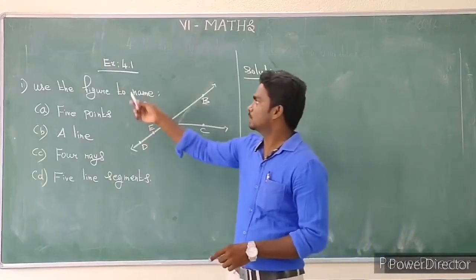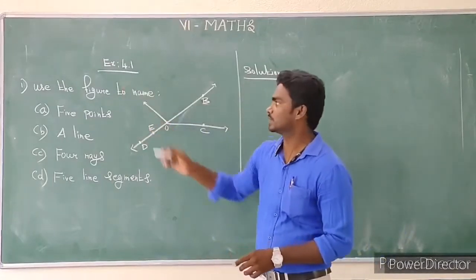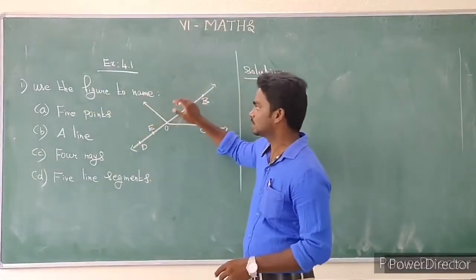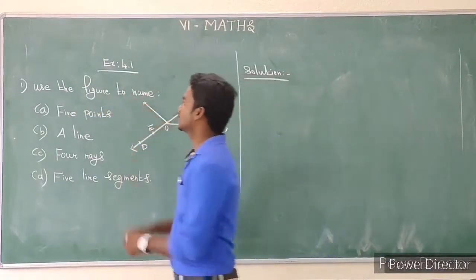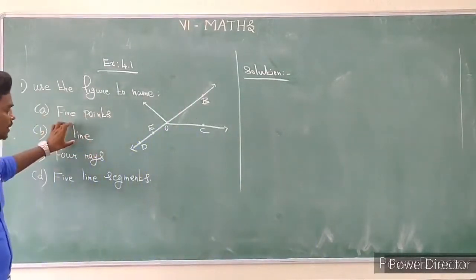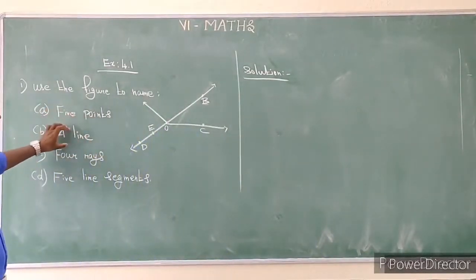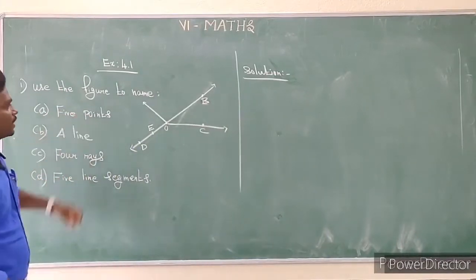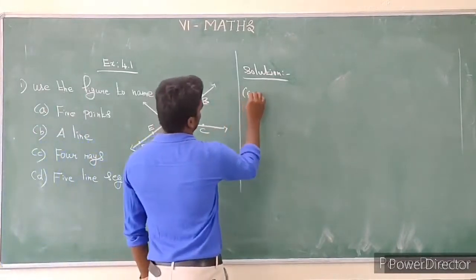Now let us go to our exercise 4.1. First question: use the given figure to name five points, a line, and four rays. What are the five points? Solution, let us see.